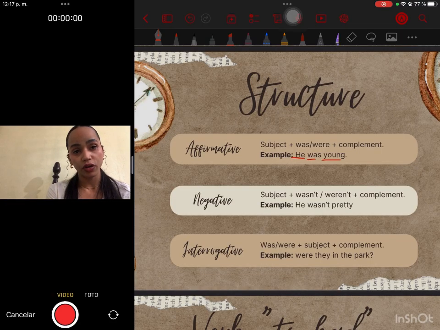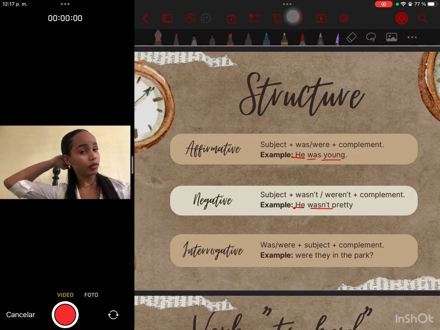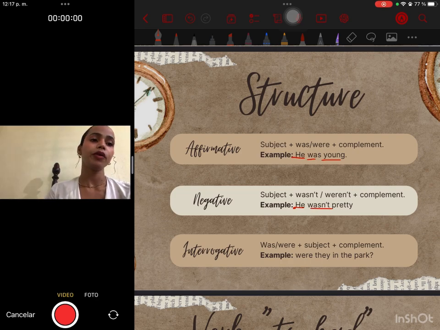The structure for the negative form is subject plus wasn't or weren't plus complement. Example, he wasn't pretty. He is the subject, wasn't is the verb to be in simple past, and pretty is the complement.